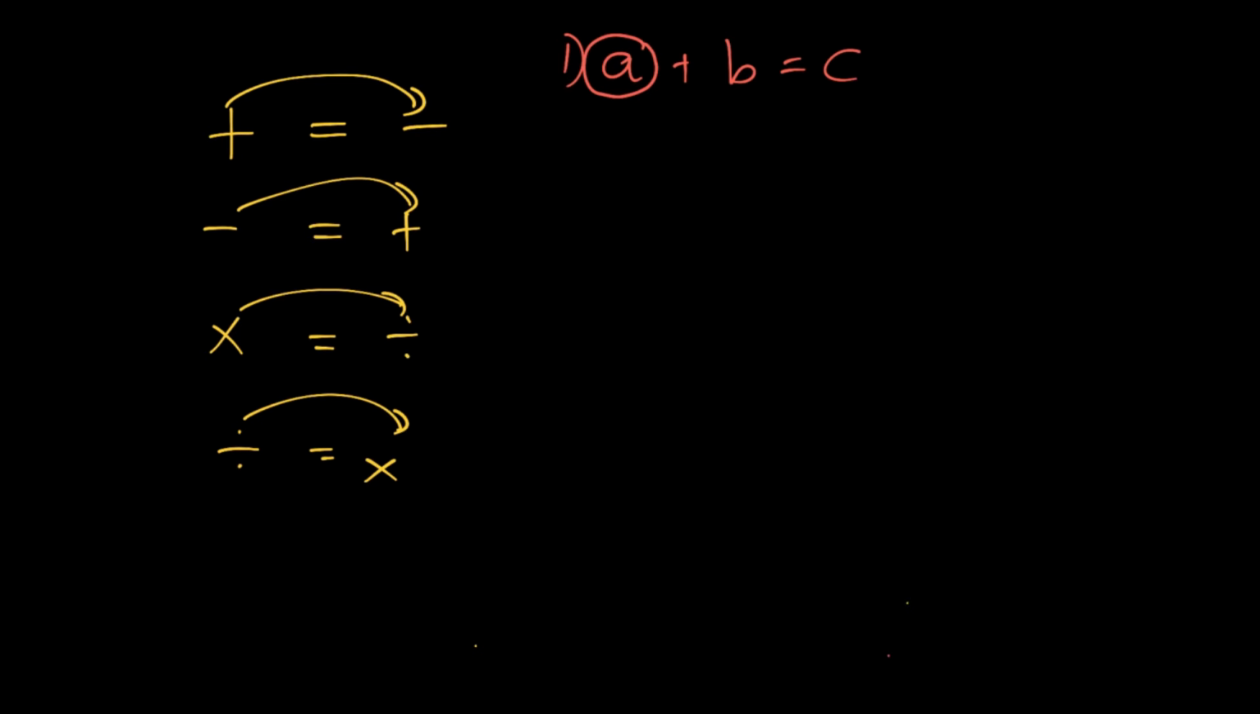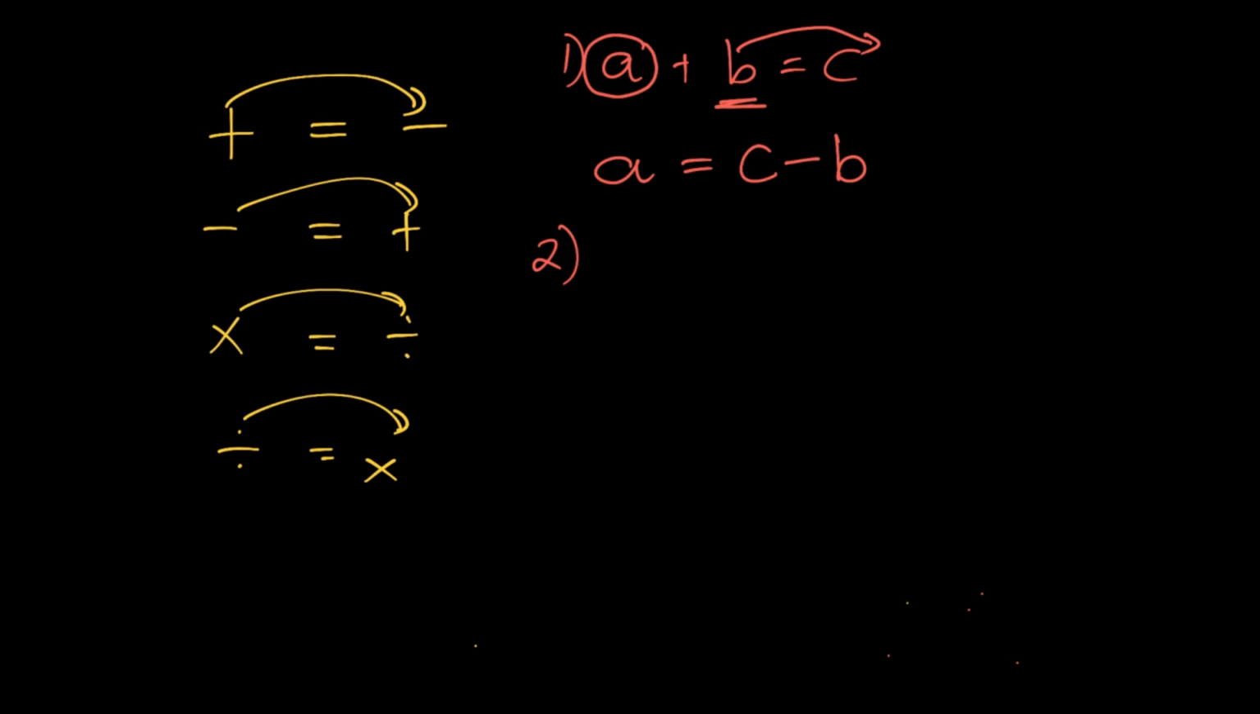So to get A on its own, what we need to do is take this B over. So if we can see here, we said A plus B equals C. So if you take the B over, what do we know? Plus becomes a minus. So it becomes C minus B. That is A.